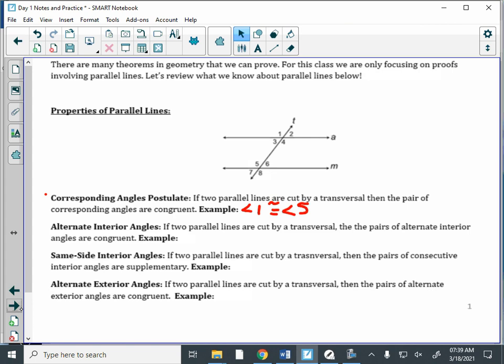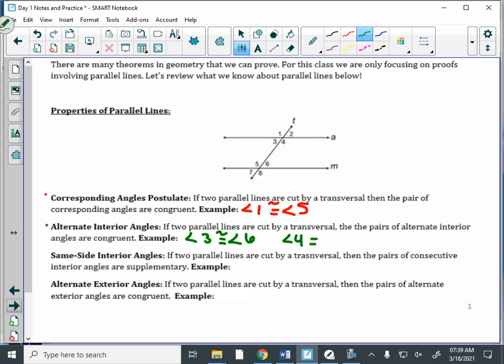The next one is alternate interior angles. Those are also congruent to each other. And remember, alternate interior angles are inside and opposite. So looking at our diagram, what's a pair of angles that are inside and opposite? Well, 3 and 6. Good. What's another pair? Caitlin? 4 and 5. Those are also congruent.